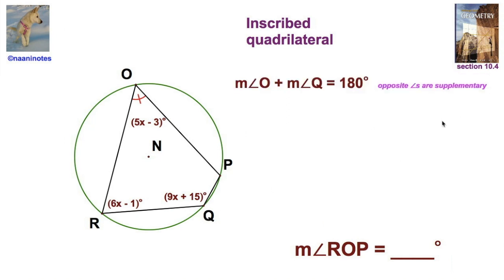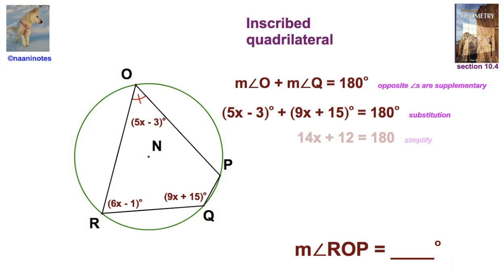Angle O and angle Q add up to 180 because opposite angles are supplementary. Now I'm going to do the substitution. I'll put in this expression and this expression, add them up, and set them equal to 180. Then we're going to simplify. Yes, you're going to combine terms. You've got 5 giraffes and 9 giraffes; you can add those up. I've got 14 x's, and negative 3 and 15 makes 12.